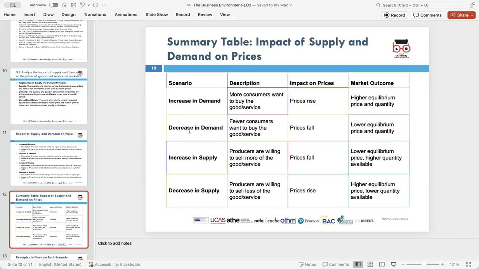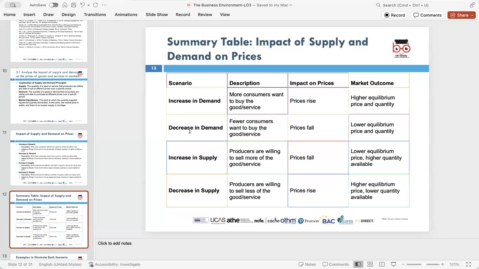Increase in supply. Scenario: producers are willing to sell more of a good or service. Impact on prices: prices fall because the increased supply pushes the equilibrium price down. Market outcomes: lower equilibrium price and higher quantity available.